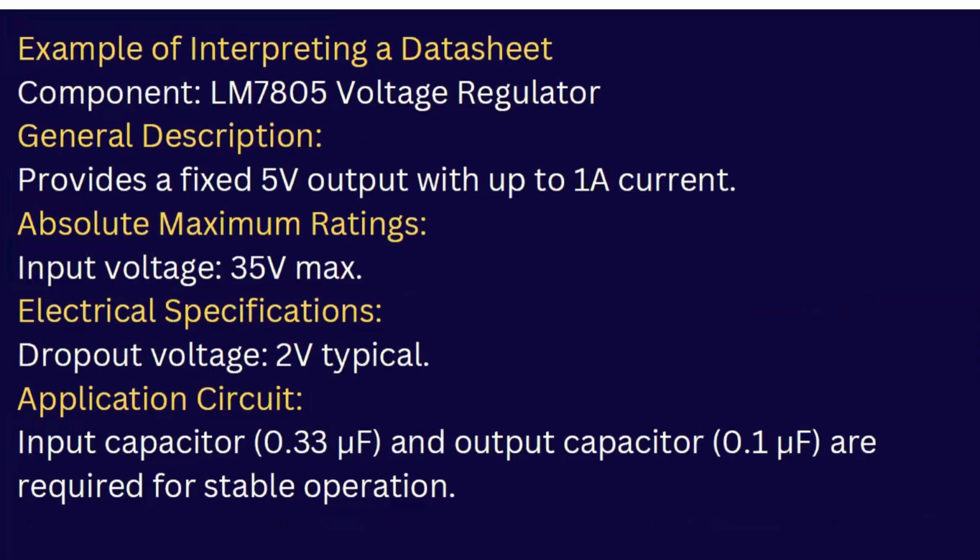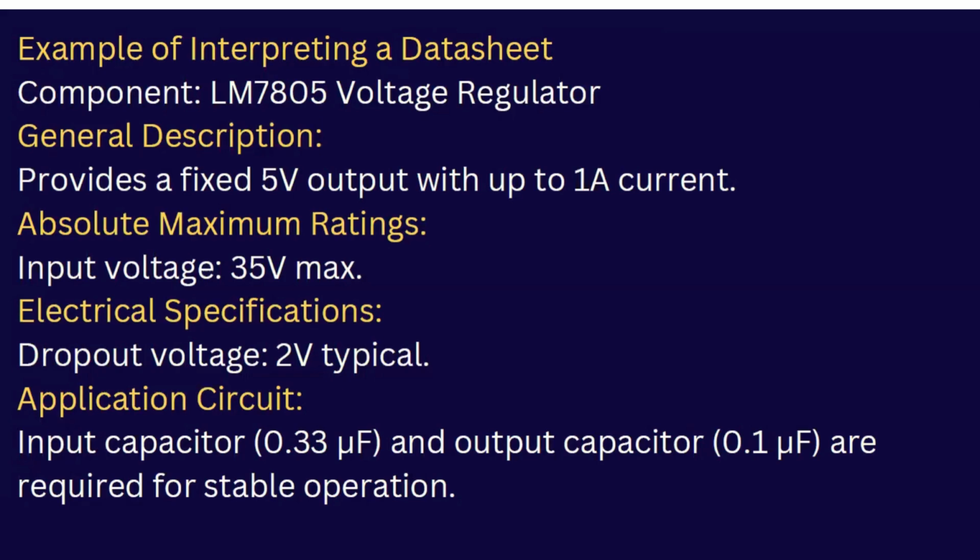I will give you an example of this. We have taken an example of how you will check things in the data sheet. We have taken a component, the LM7805. It is a voltage regulator. What is the general description of this? It provides a fixed 5-volt output with up to 1 amp current. This is very important: 5-volt output, up to 1 amp current.